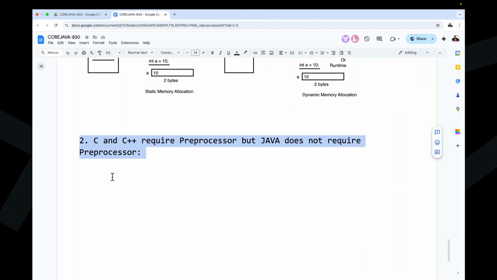Good. Right, sir. Now let us understand it. C and C++ require a preprocessor, but Java does not require a preprocessor. Before understanding whether a preprocessor is required in C, C++ and Java, first we have to understand what a preprocessor is and what its requirement is. All those points we have to understand. Now let us check this point clearly.